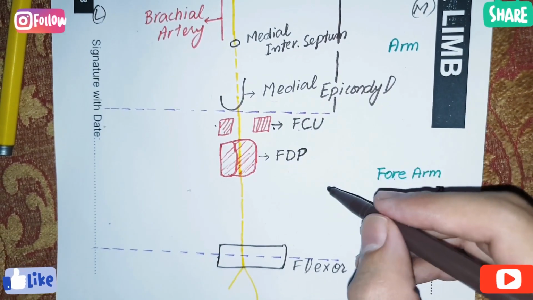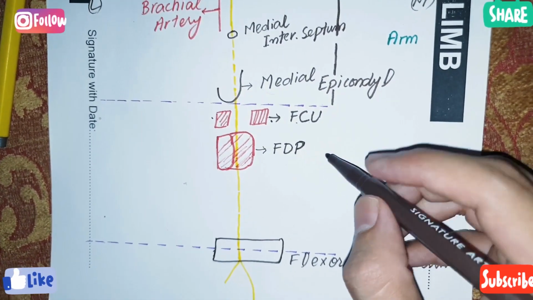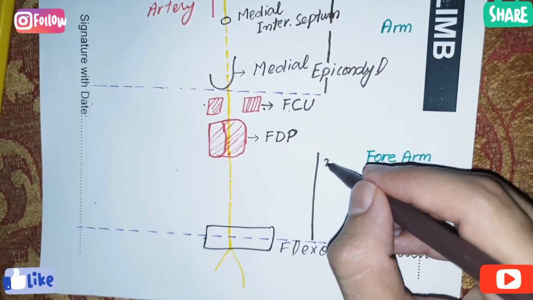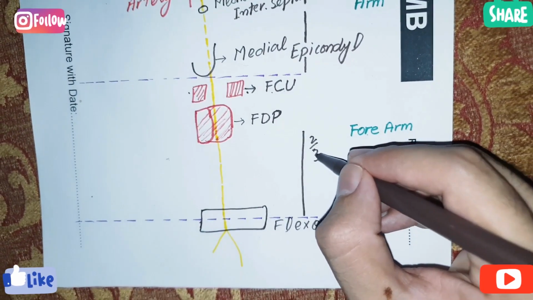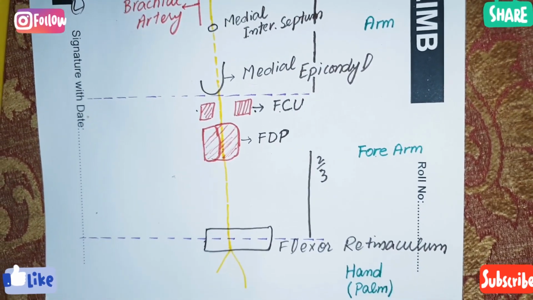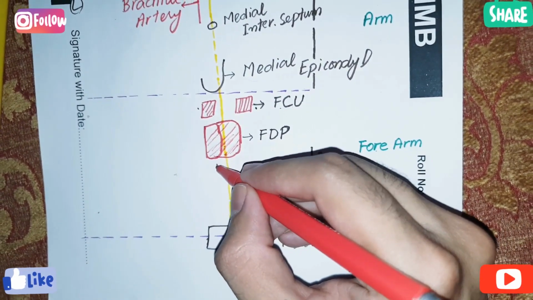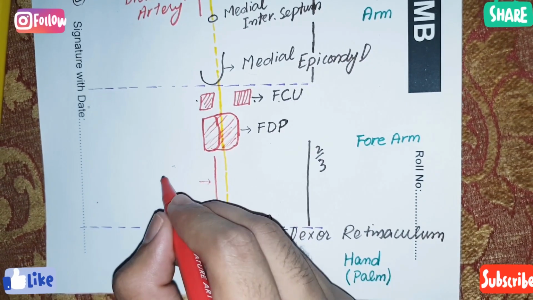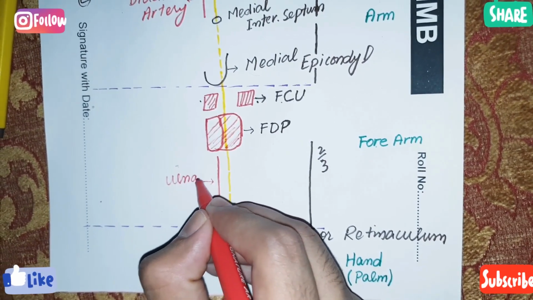In the distal two thirds, or lower two thirds, of the forearm, the nerve accompanies the ulnar artery. So this is the ulnar nerve, and this is the ulnar artery.